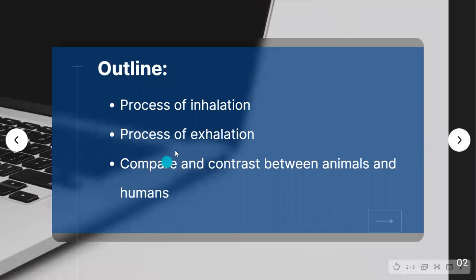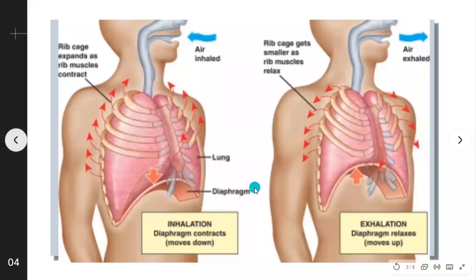So the outline of today's video, we're going to talk about the process of inhalation. When we talk about breathing, we actually mean the process of inhalation and also the process of exhalation. And next, we're going to compare and contrast the breathing mechanisms between animals and also humans. All right, this is an overall overview for the process of inhalation and also the process of exhalation.